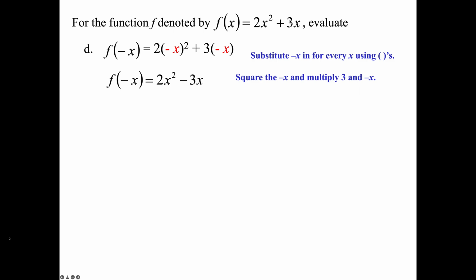So since that x is to an odd power, then the sign will change when you plug in a negative x or a negative value. If your powers are even, they'll still be positive.